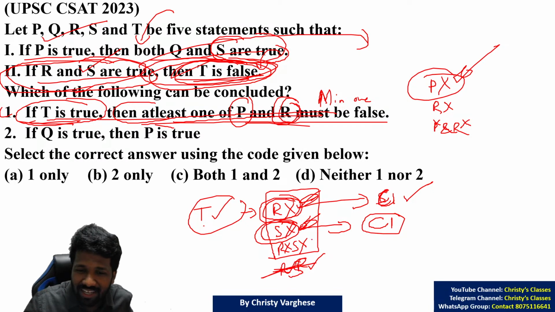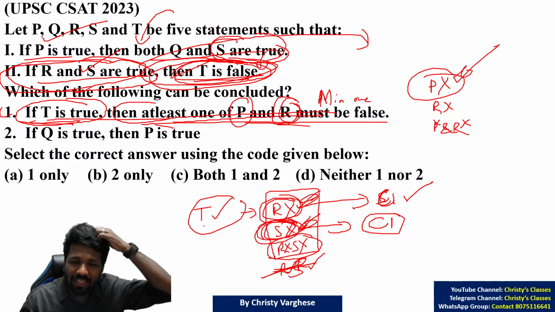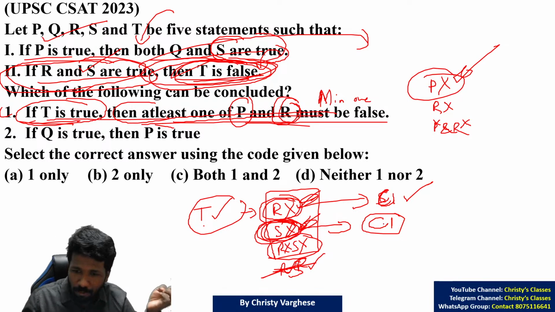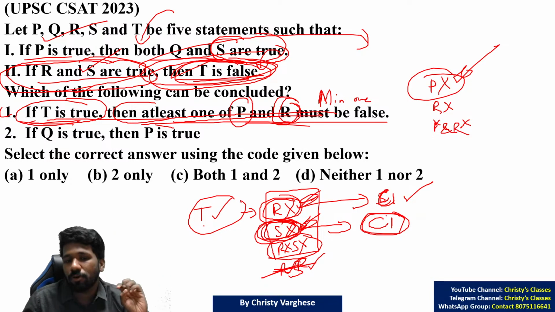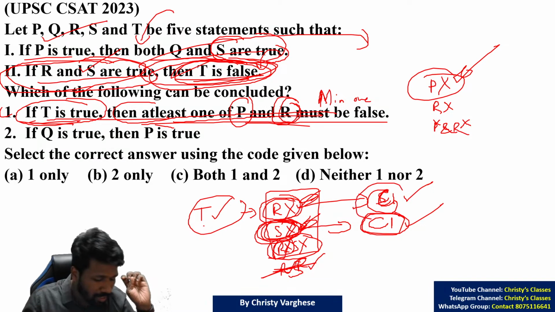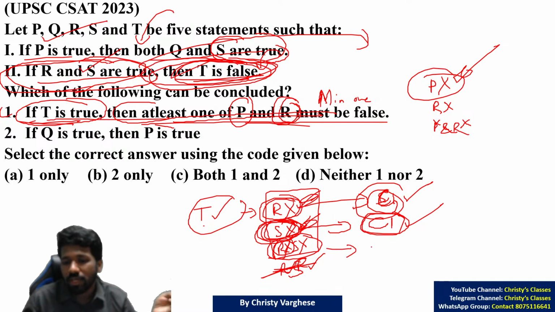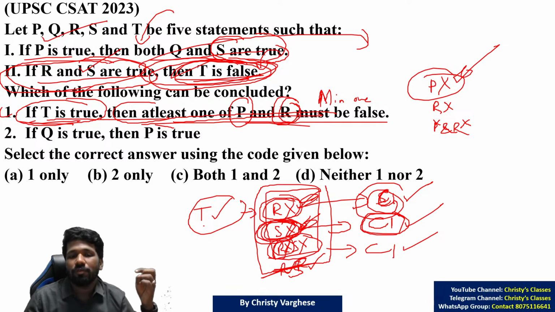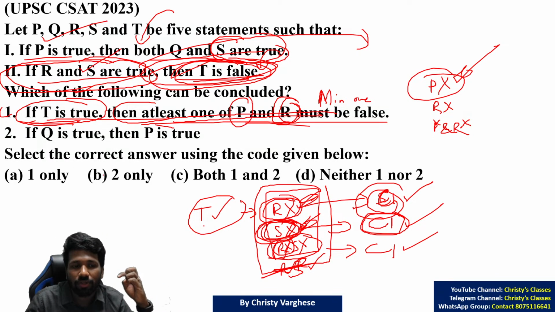Then both R and S being false, that is also fine. Because when S is false, we already know that conclusion 1 is true. And when R is false also, we know that conclusion 1 is true. So in both cases, conclusion 1 is true. In all three cases, conclusion 1 is true. That means conclusion 1 is generally true. So 1 only is correct.